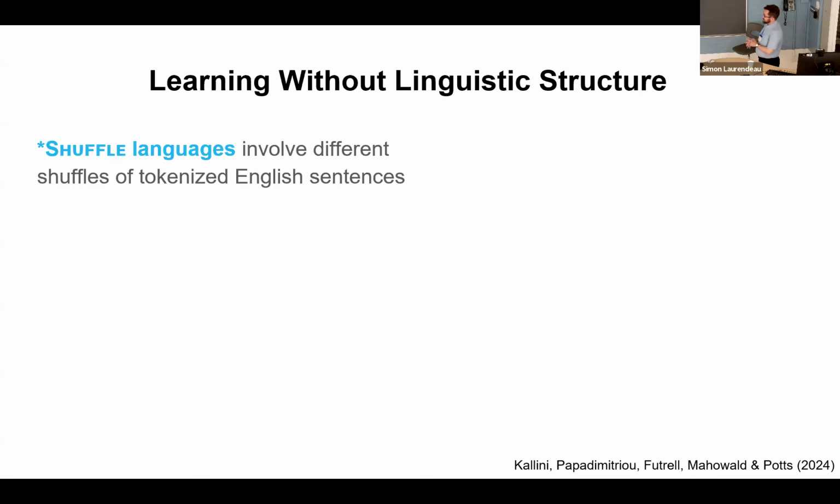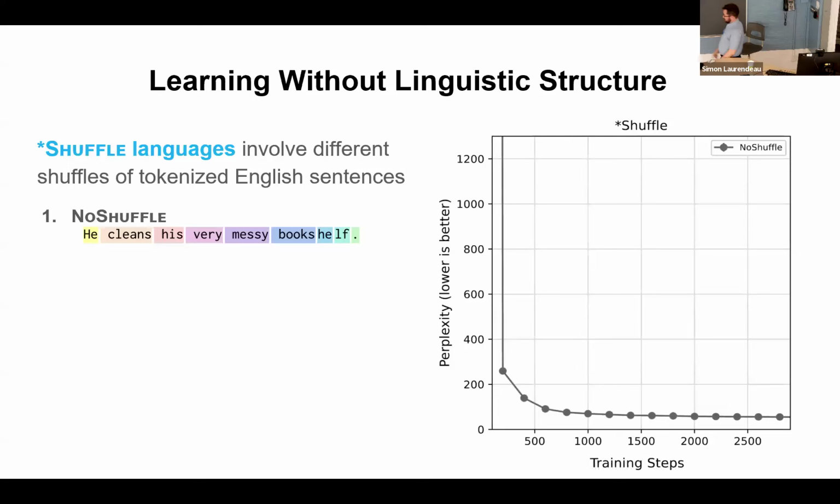So we demonstrated that in a series of experiments where we trained a GPT-2 architecture on corpora of English and corpora of English where we have perturbed and destroyed the linguistic structure of the language in various ways. So the first result is what we get from not shuffling, not perturbing the structure of the training corpus at all. So you just train on normal English text. You have sentences like "he cleans his very messy bookshelf," which gets tokenized like this. And as you train, you get a loss curve that looks like this. So you very quickly minimize surprisal and learn a good model that can predict the upcoming words.